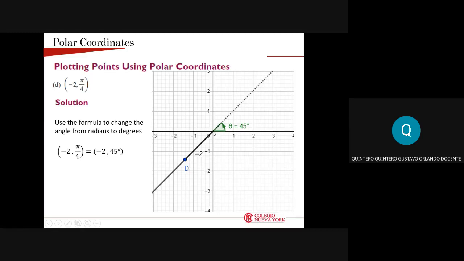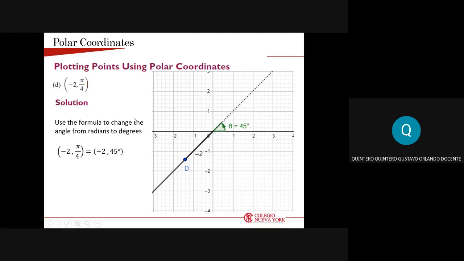So we are going to measure that distance in the opposite way. Remember, negative polar coordinates means opposite direction. All right, let's continue. So 1 and 2, that will be the point D, measuring in the opposite direction. This should be the direction. This was the direction, 45 degrees. So in the opposite direction is this one over here.